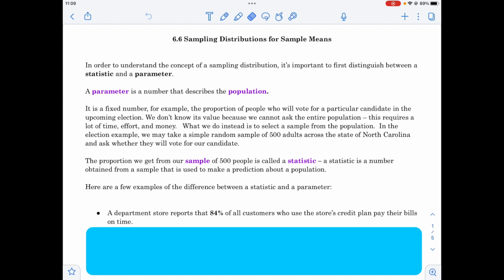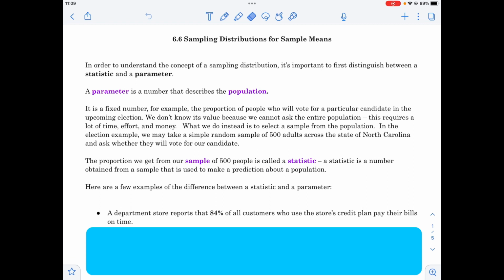So if I was to survey everyone in the freshman class and see their heights, that's a total population. And if I'm getting the average for that, that would be a parameter because we're dealing with the population.